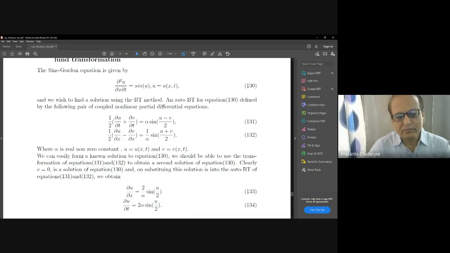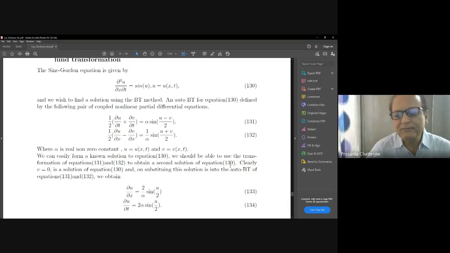We can easily form a known solution of equation 130. We should be able to use the transformation of equations 131 and 132 to obtain the second solution of 130. That is the basis of the Backlund transformation or Darboux transformation: from a very trivial known solution, we can find a relatively complicated, non-trivial solution.